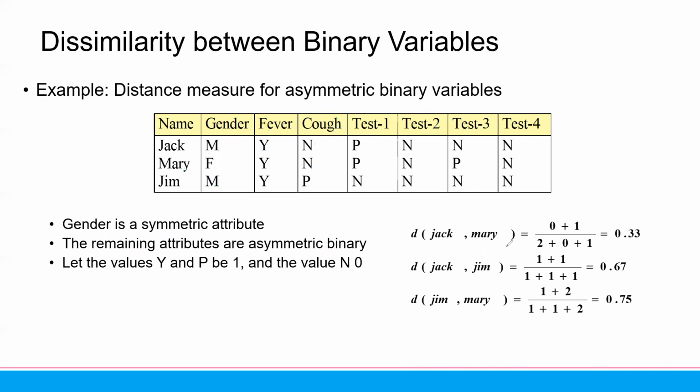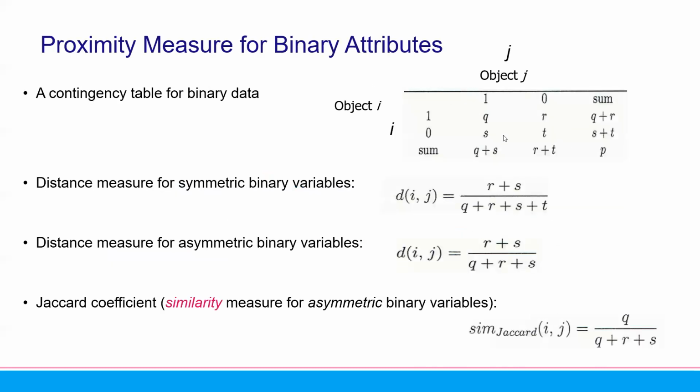Okay, based on the equation here, we need to make this kind of contingency table. We have Q, R, S, and T. And because we have the asymmetric attributes, we will use this formula: R plus S divided by Q plus R plus S.